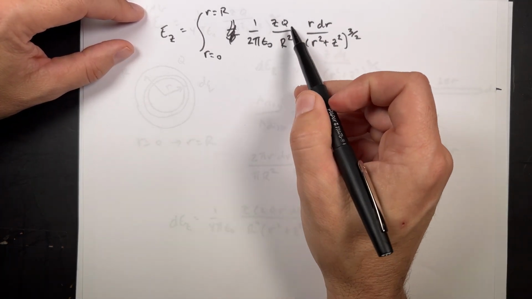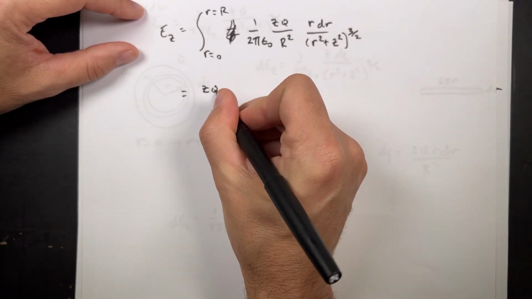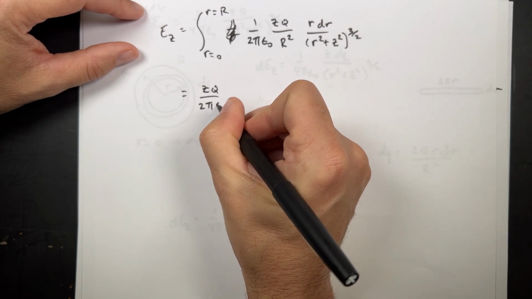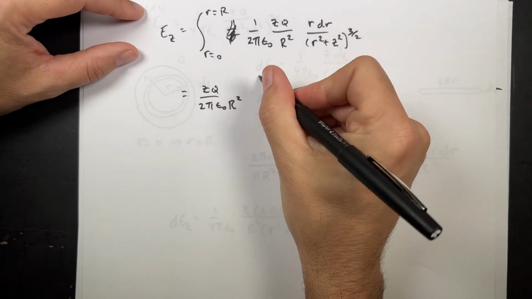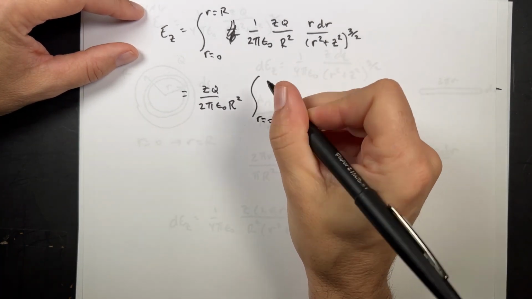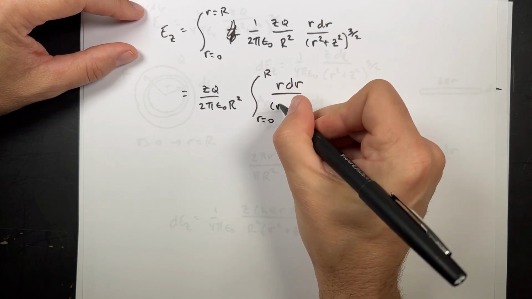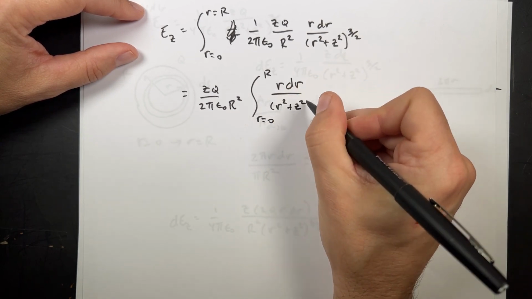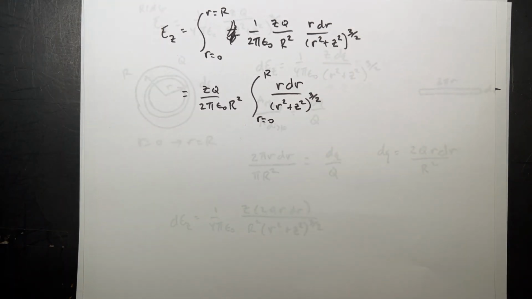This stuff is all constant. I'm going to pull that out front. So I have zq over 2 pi epsilon naught r squared, and then I have the integral from r equals 0 to R of dr over (r squared plus z squared) to the 3/2. Now, you may say it's time to Google this, or get out the math table book and look up the integral table. But this is not an impossible integral, right?